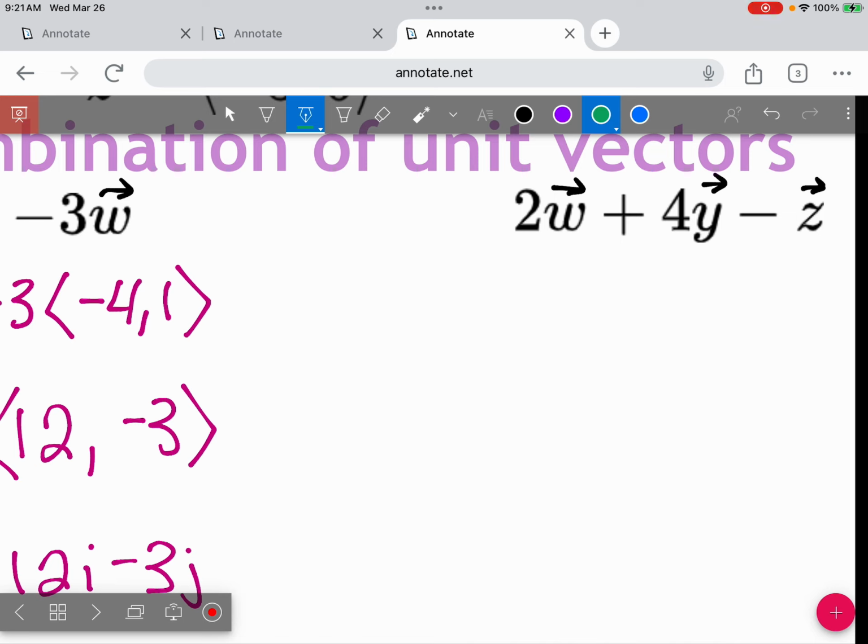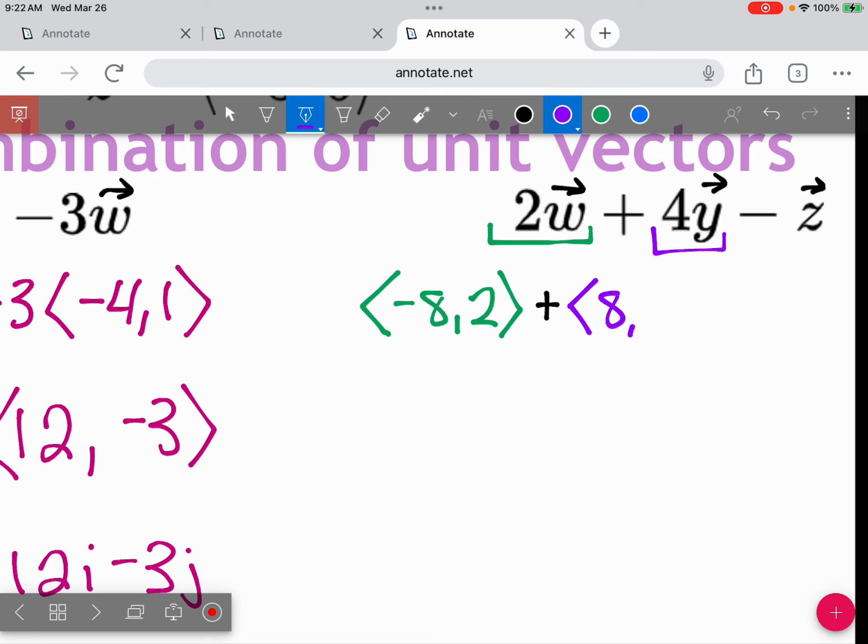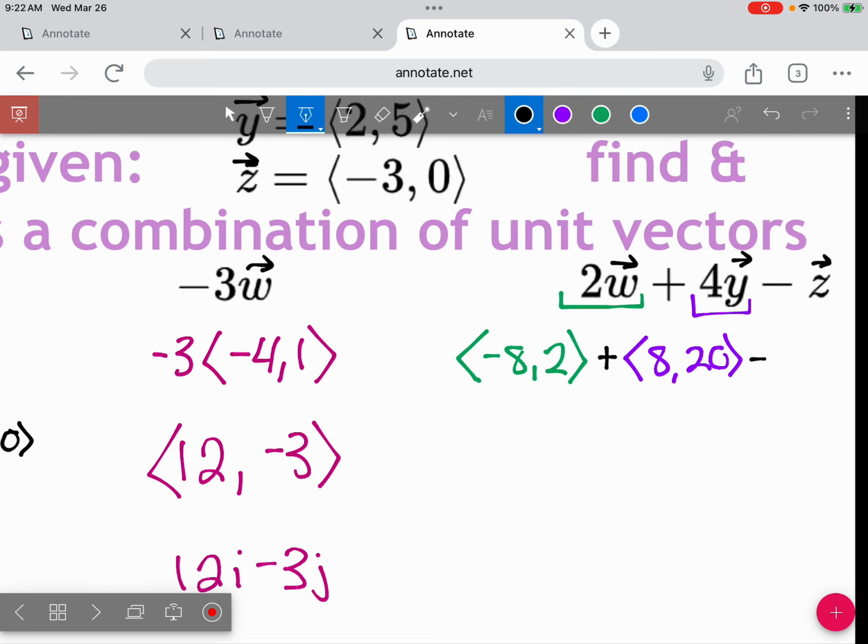So the third one has a lot of pieces. We can do this. Let's start by looking at 2 times vector w. What are we going to get for 2 times vector w? Negative 8, 2. What are we going to get for our 4y? 8, 20. And then we're subtracting our z, which isn't having any transformation on it, our minus 3, 0.